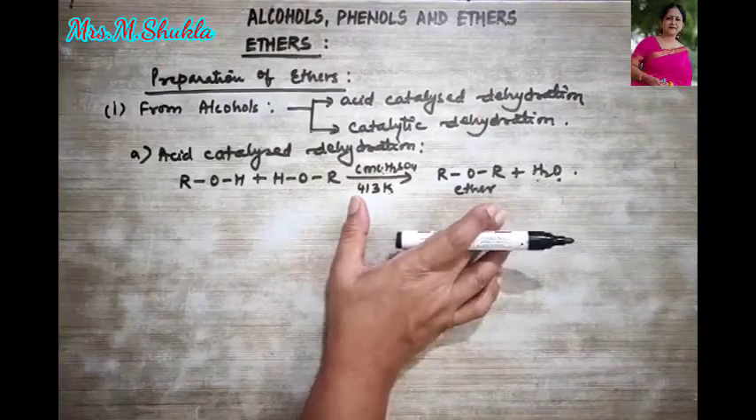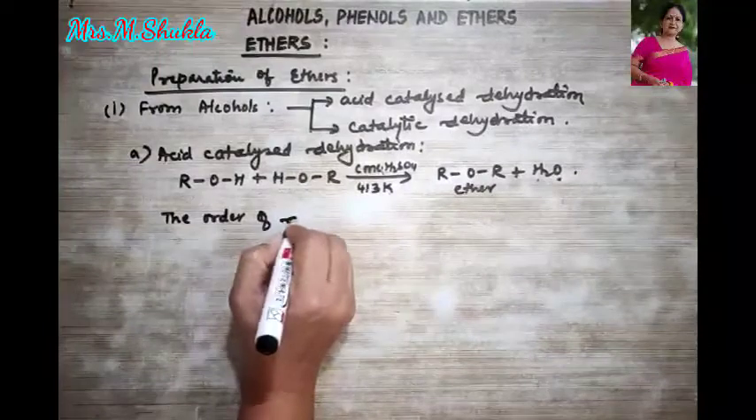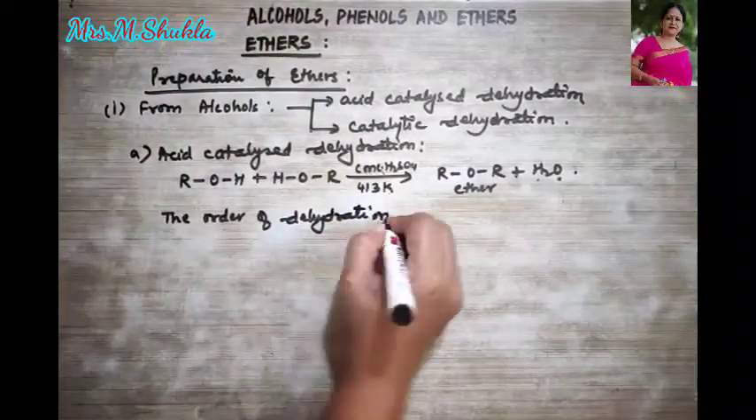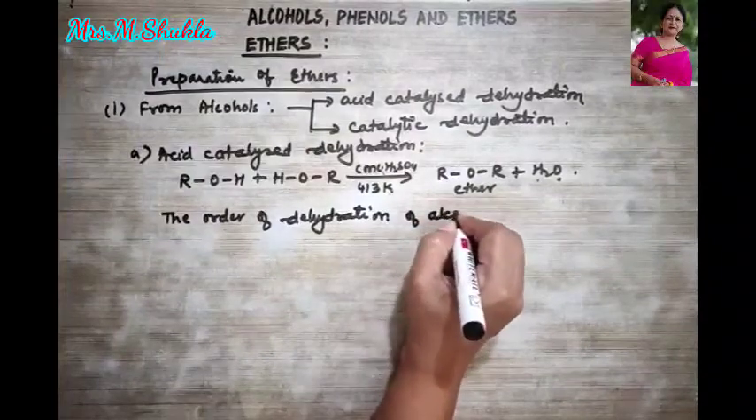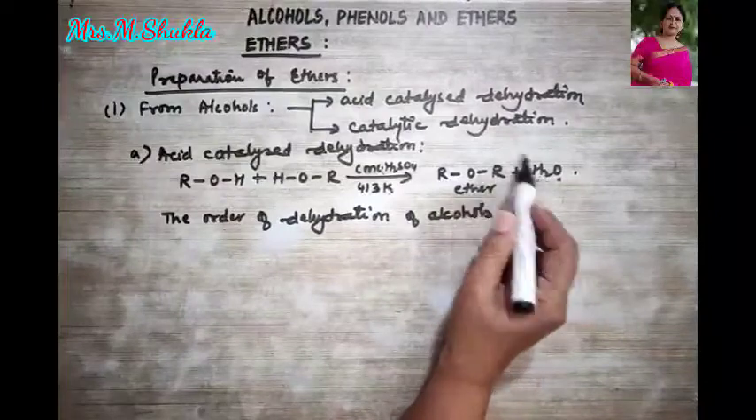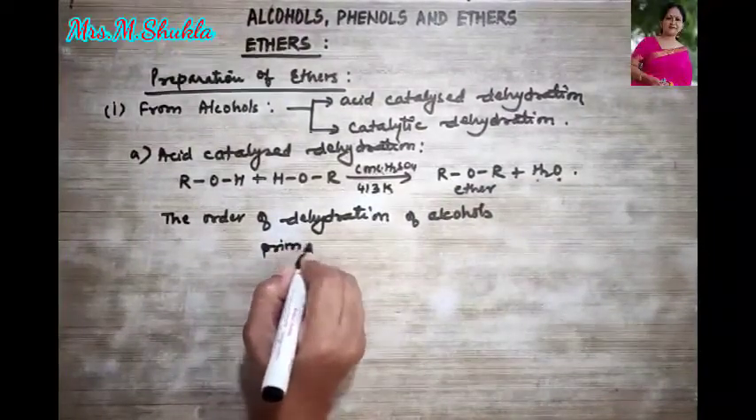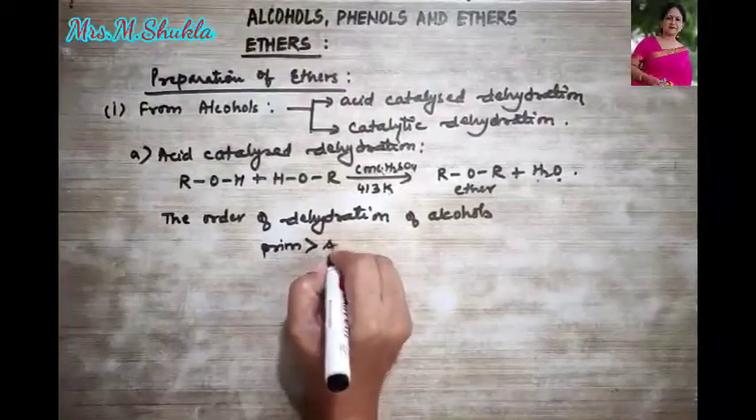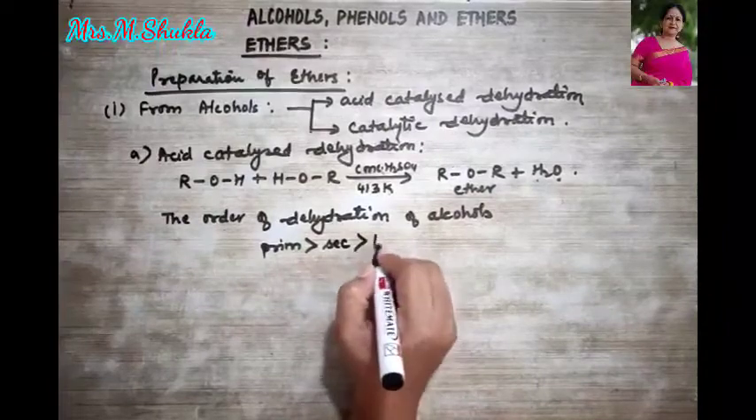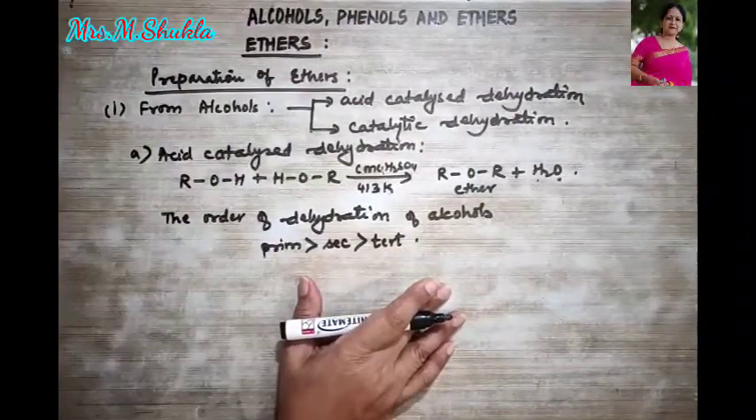Now remember the order of dehydration of alcohols which leads to the formation of ether: primary shows better dehydration than secondary, followed by tertiary alcohols.